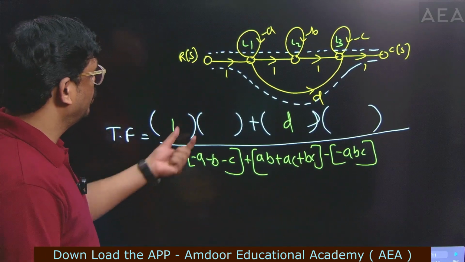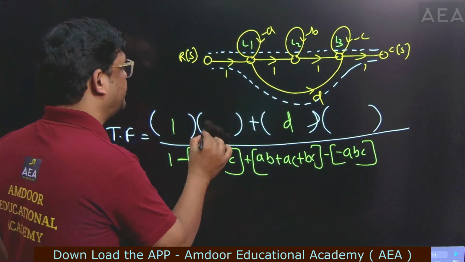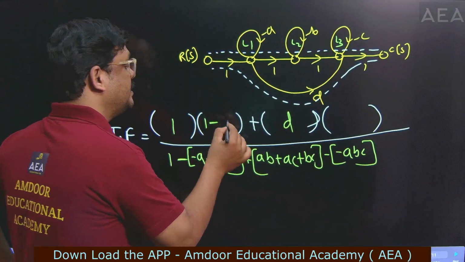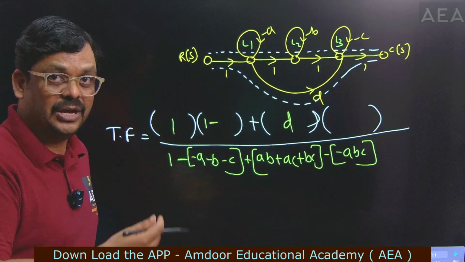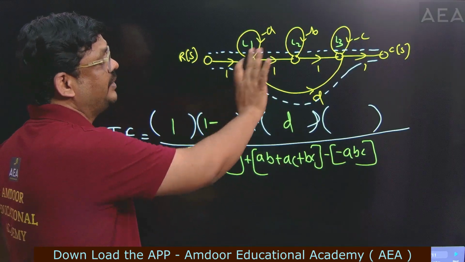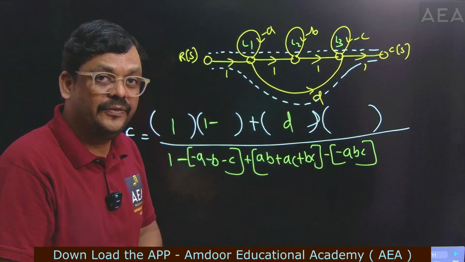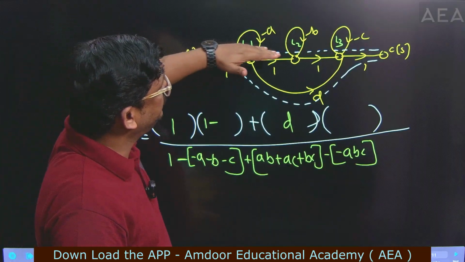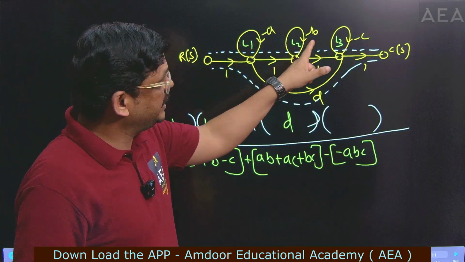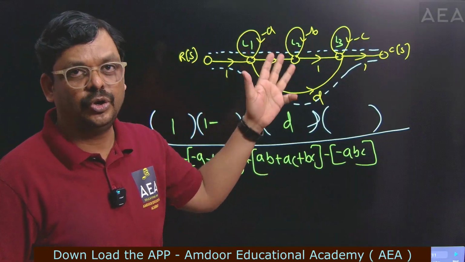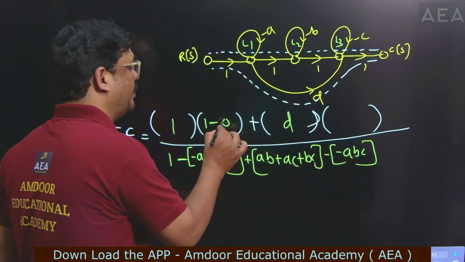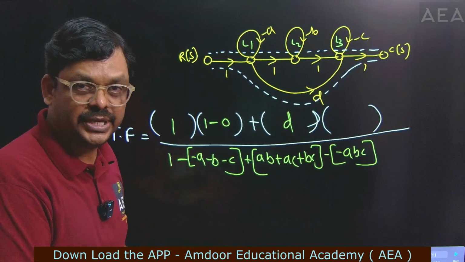And later go through the delta 1. The delta 1 formula explains 1 minus the sum of individual loop gains of non-touching loops of that forward path. Individual non-touching loop gains of the first forward path. So the first forward path is this one. This signal flow graph has three loops. So all loops are touching. That's why we can write here 1 minus 0. 1 minus 0 is 1 only.